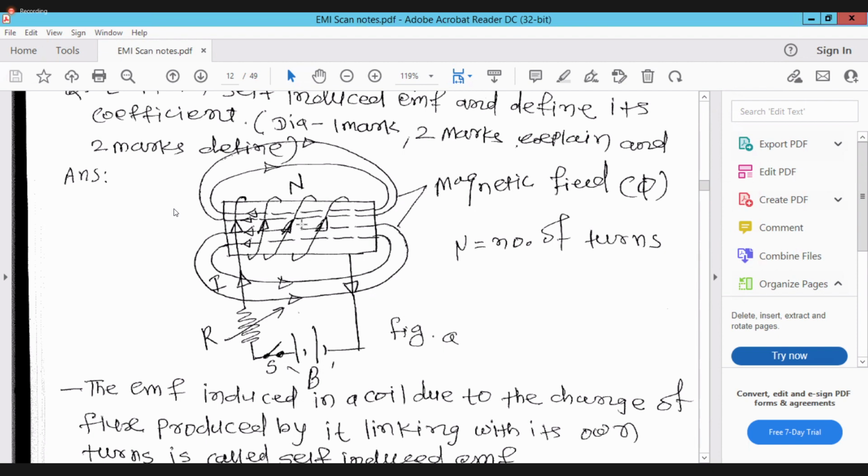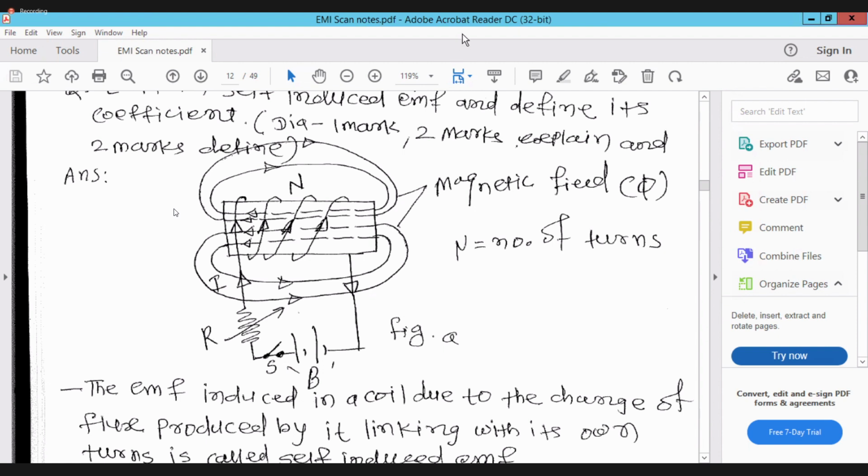With the change of current in its own coil, there is a change of flux due to the own coil current. Therefore, an EMF is induced in the own coil, and that's why that induced EMF is called self-induced EMF. Why is there a change of flux? There is a change of flux due to the change of current.